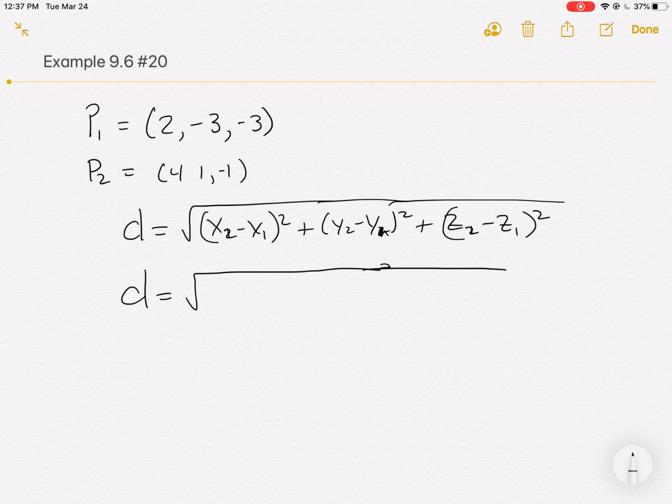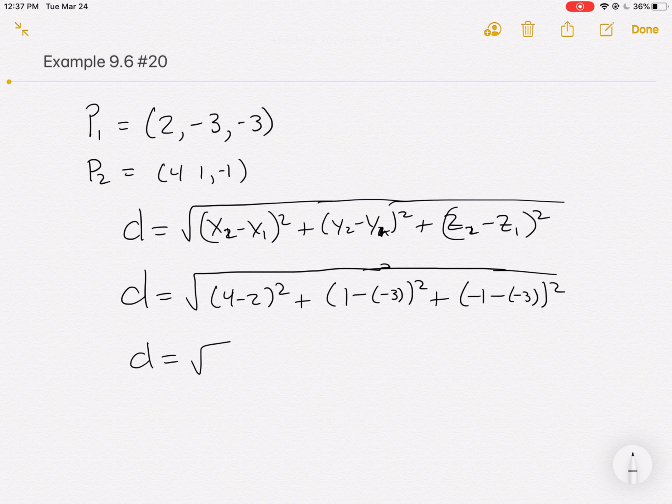And so what do we have? We have 4 minus 2, squared. And we're going to add to that 1 minus negative 3, squared. And we're going to add to that negative 1 minus negative 3, and we're going to square it. And so we have those different components.